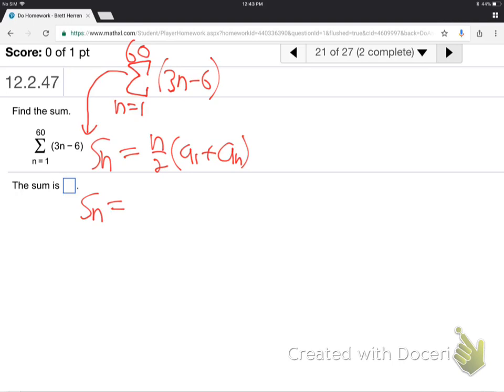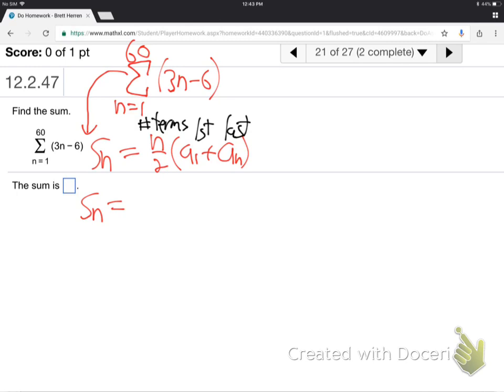Let me write again what these things are. Yeah, number of terms. Remember, first term, last term. N is the number of terms. And so, do you know the number of terms? How many? 60. Yeah. There's got to be 60 terms, huh?